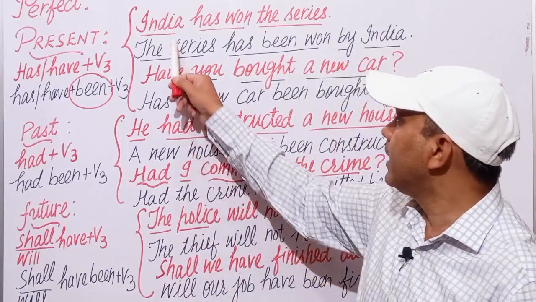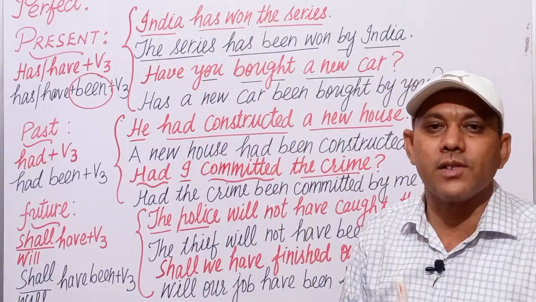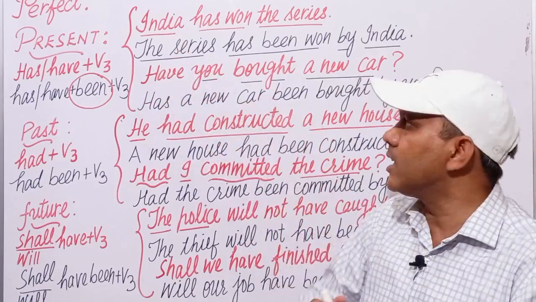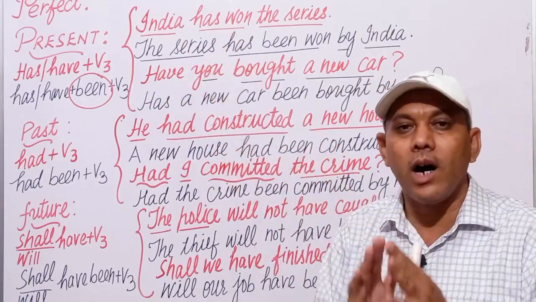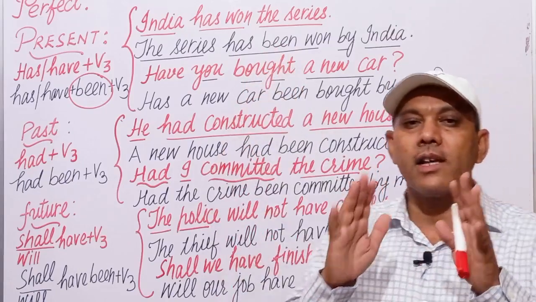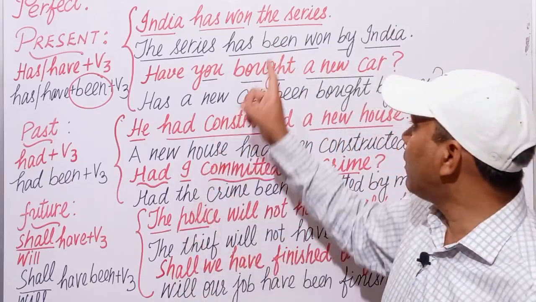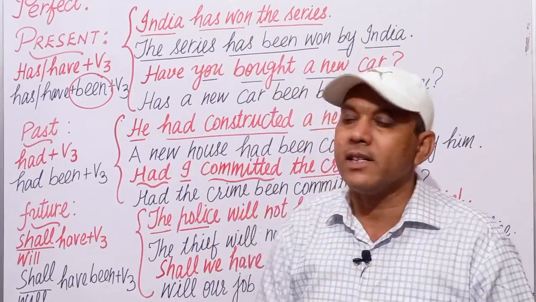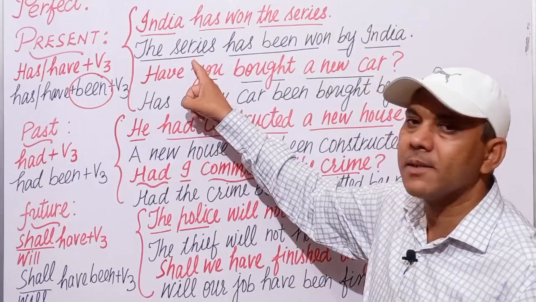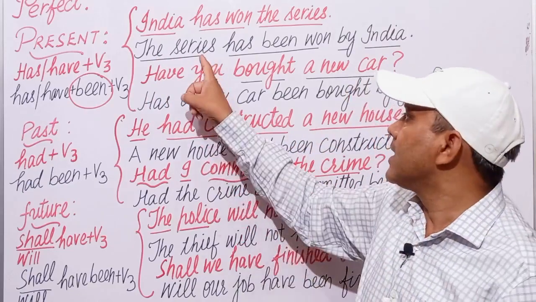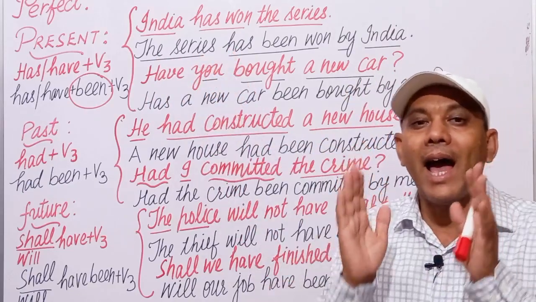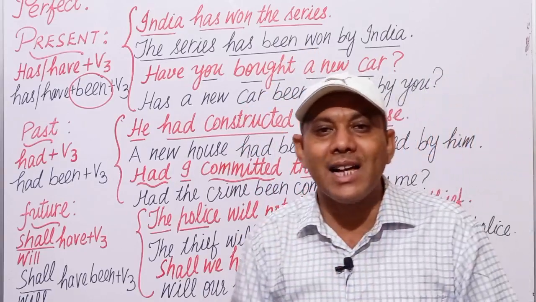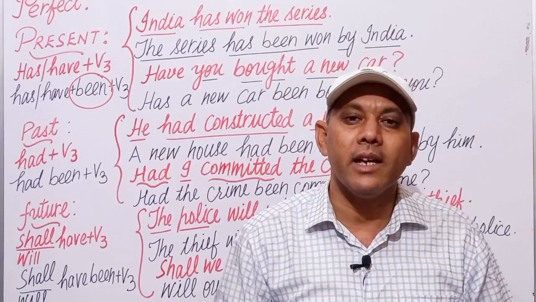For example, India has won the series. Here, India is the subject, doer of the action, has won is the verb and the series is the object. We have to change this object into the subject of the passive sentence. For example, the series, and being singular we shall use has been plus past participle won. The series has been won by India.